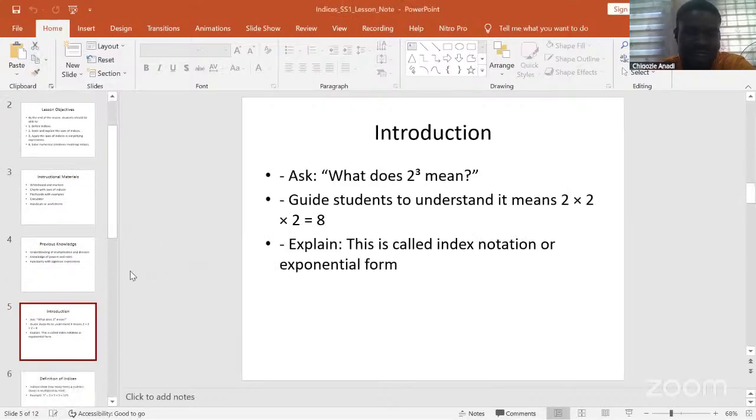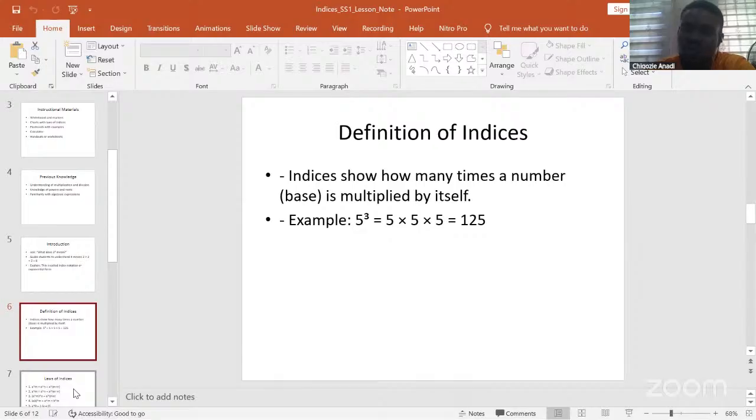So when you hear the word indices, what comes to your mind? Indices has so many rules, right? Square roots, square root, right? Yes. Okay. So it says indices shows how many times the number base is multiplied by itself. For example, we have 5 raised to the power 3 means 5 times 5 times 5, which will give 125, right? Yes. Okay, very good.